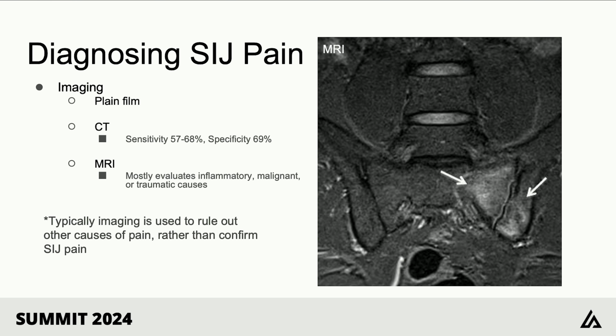But the reality is that imaging when it comes to the SI joint is more helpful in ruling out other causes of pain than it is to actually confirm the SI joint is the source of pain. So we're just trying to really make sure that we're not missing anything else. Ultimately, the gold standard right now for diagnosis of SI joint pain is a diagnostic injection.